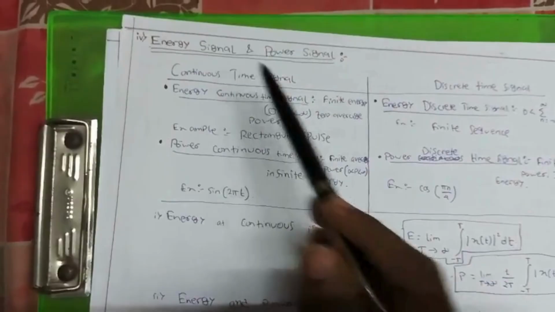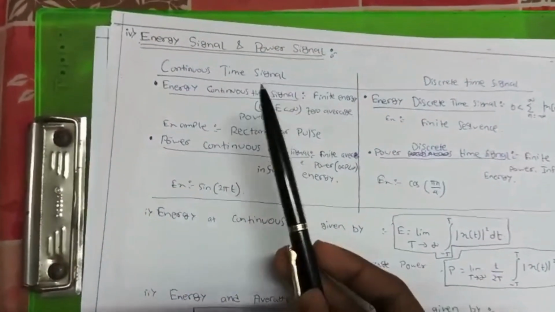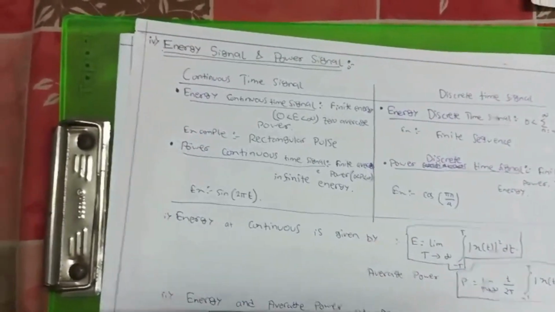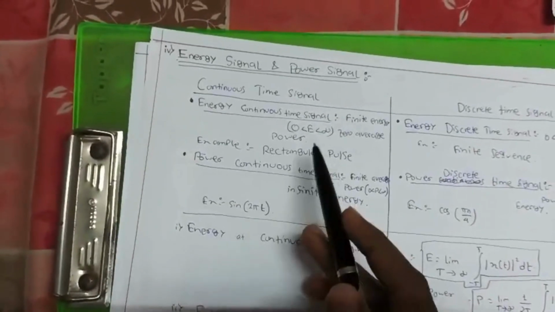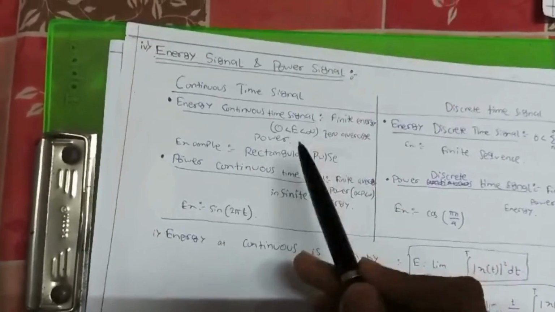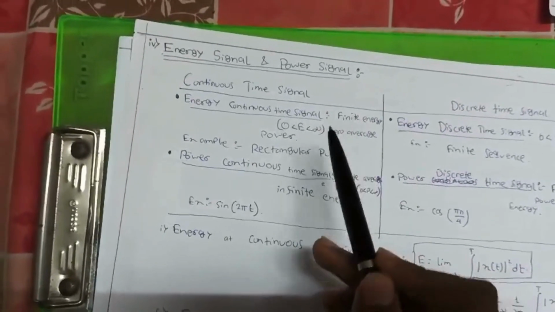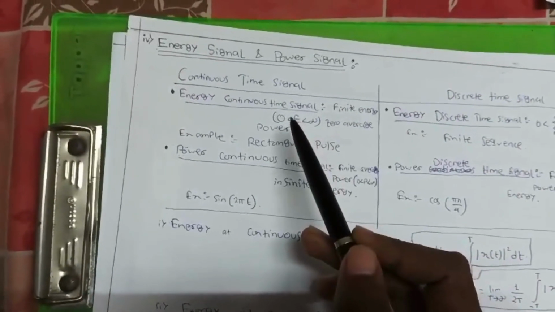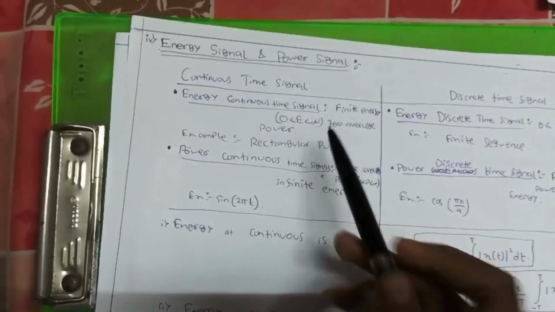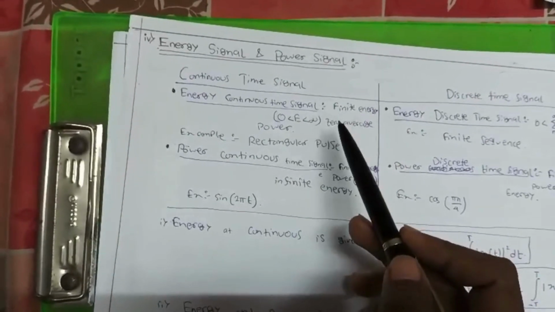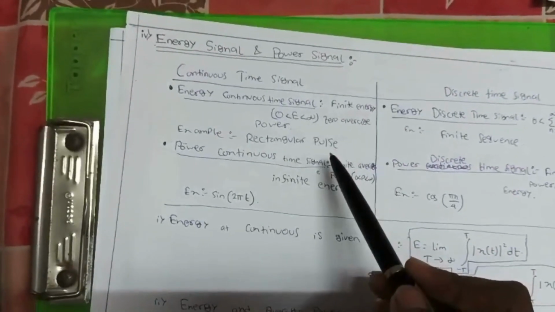Now, fourth part, that is energy signal and power signal. Continuous time signal and discrete time signal for energy signal and power signal. So, energy continuous time signal, where the energy is finite and the average power is 0. That means the energy is greater than 0 but less than infinity, because the energy is finite. The definition states that. An example is a rectangular pulse.